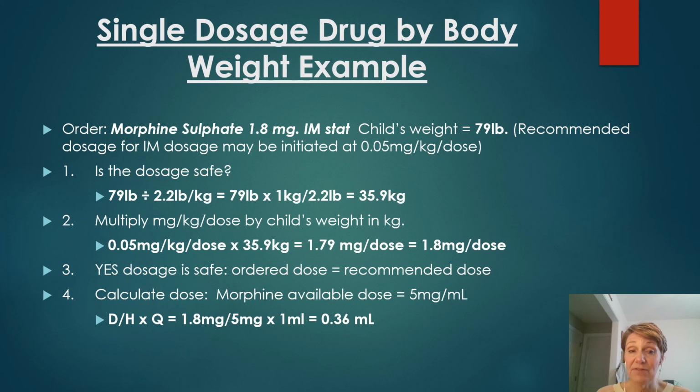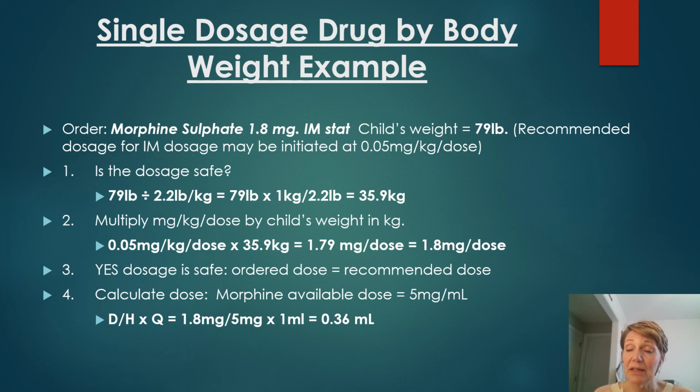Yes, that is a safe dosage. In fact, it's exactly what was ordered for my patient. And then I will calculate, well, what will I give that is equivalent to 1.8 milligrams of this morphine? Well, my concentration available to me is 5 milligrams per milliliter. So what I'm going to do is use my formula, desired over have times quantity, and that is 1.8 milligrams over 5 milligrams times 1 mL. And what that works out to be is 0.36 mL of morphine to be administered to this child stat.